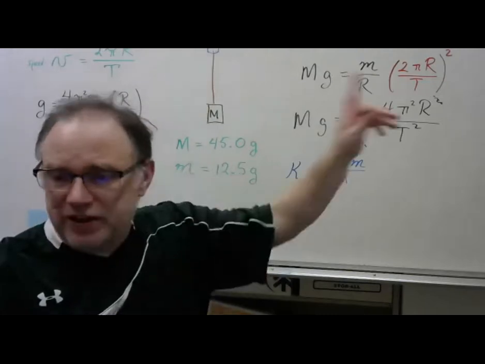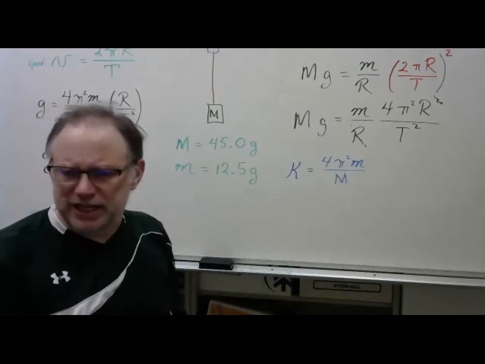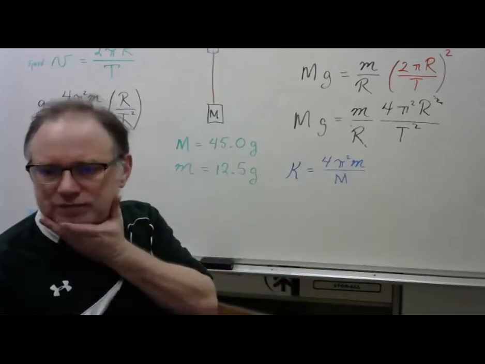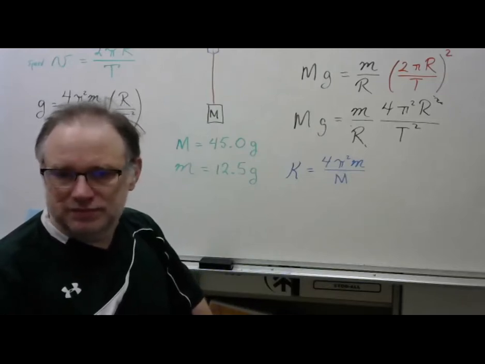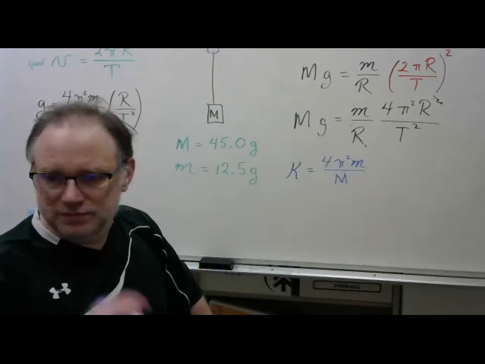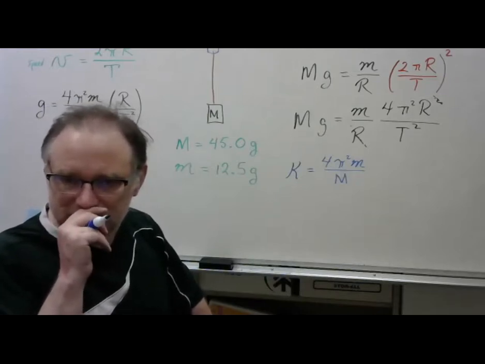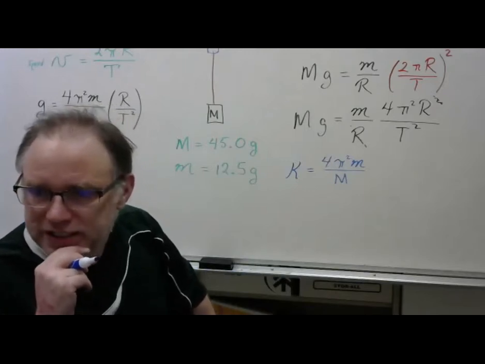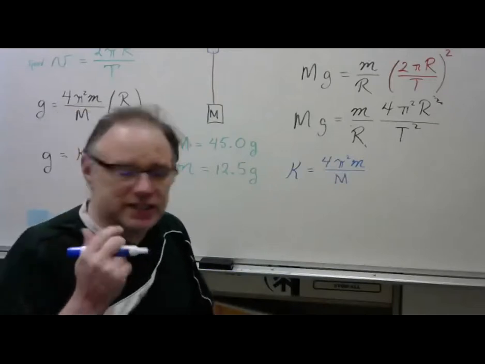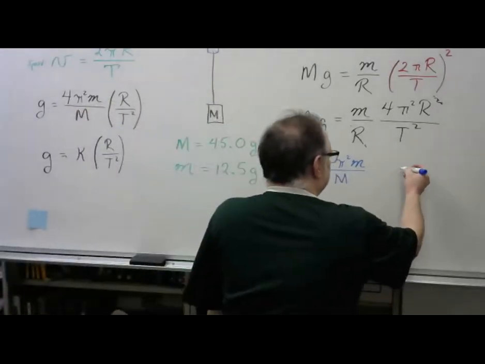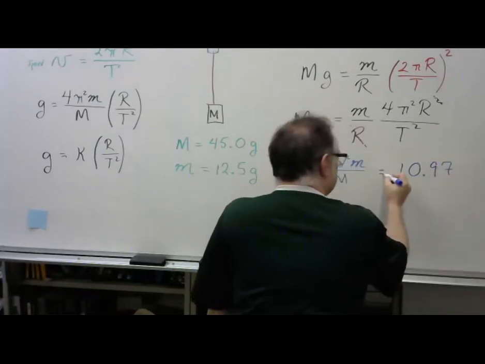Okay? So somebody calculate our kappa for us. Just type out what you get in the chat. Give me the whole number to 3 decimal places. 10.966, that sounds good. Okay, so our kappa is 10.97, and it's just a number.